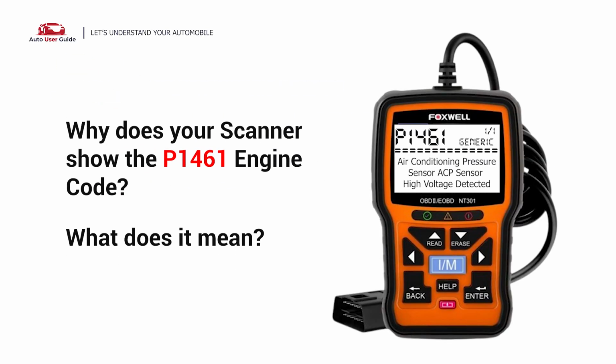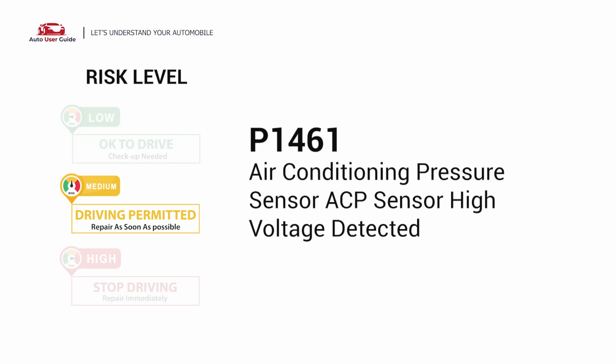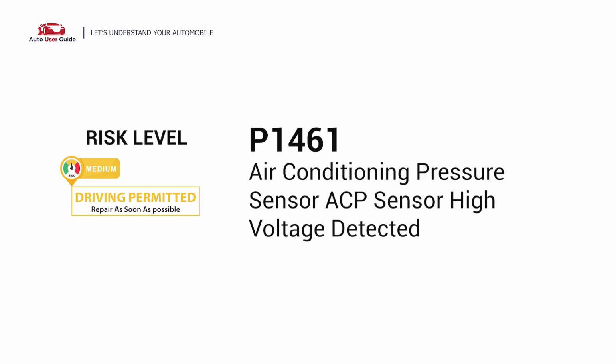Why does your scanner show the P1461 engine code? What does it mean? P1461 is a diagnostic trouble code for air conditioning pressure sensor, A/C P sensor high voltage detected.